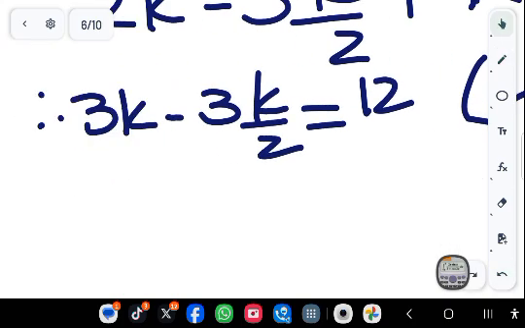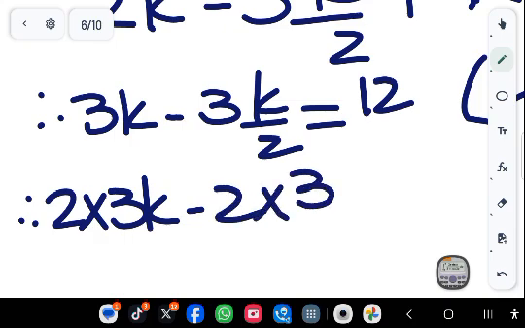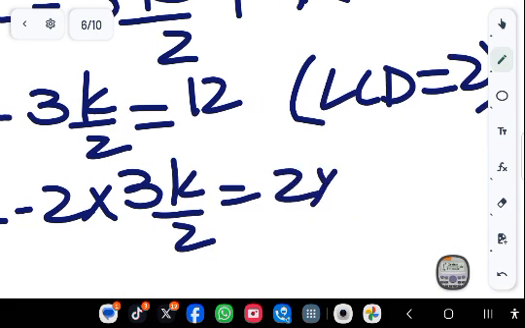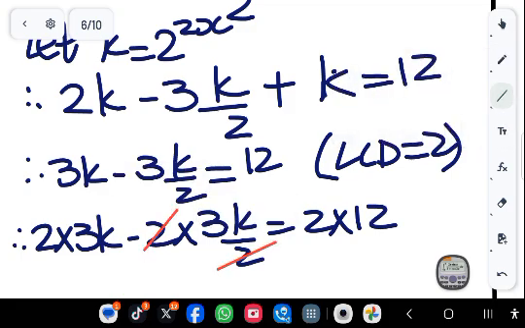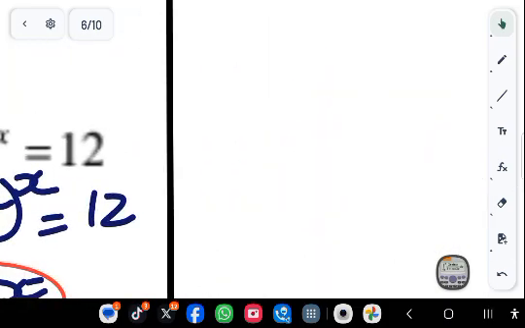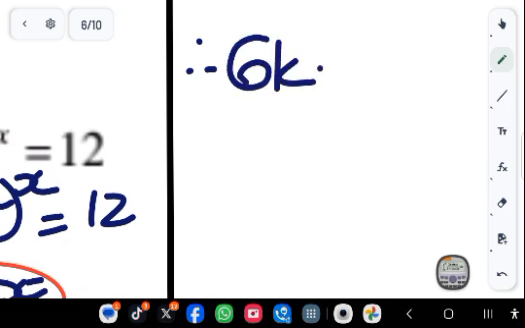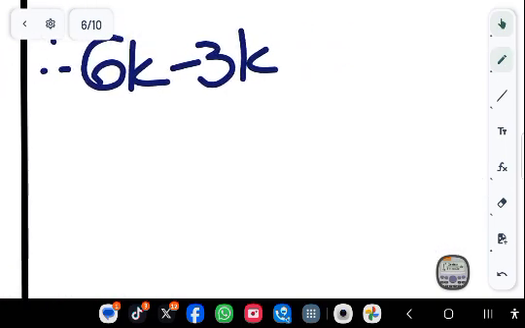Now what you do is you multiply throughout by that LCD. So that will be 2 times 3k minus 2 times 3k over 2 equals 2 times 12. Both the left hand side and the right hand side are multiplied out. Notice that the 2's cancel out over here, and that leaves us with 6k minus 3k equals 24.